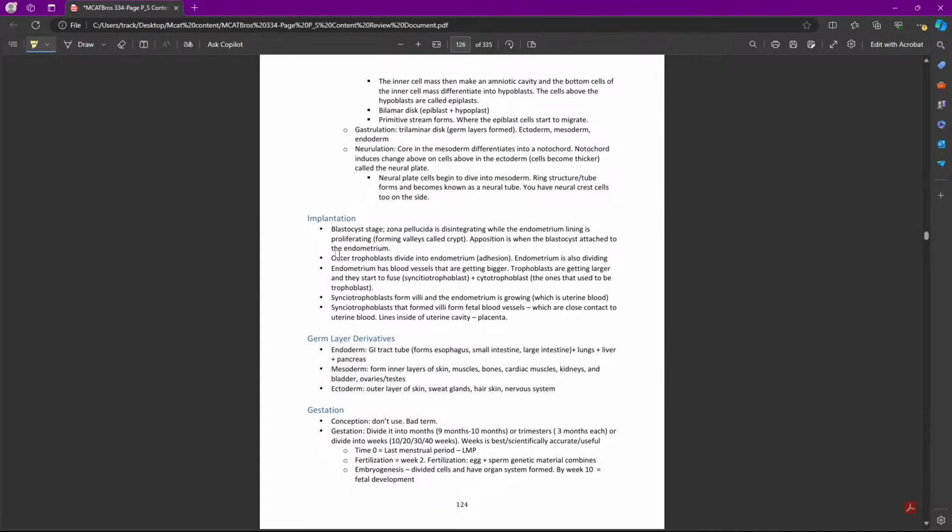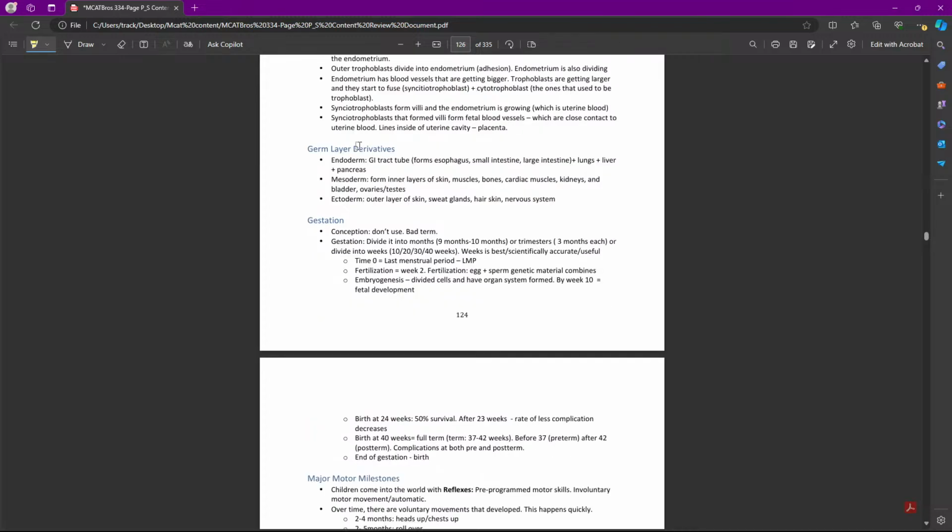Implantation. The blastocyst stage, the zona pellucida is disintegrating while the endometrial lining is proliferating. Apposition is when the blastocyst attaches to the endometrium. Outer trophoblast divides in the endometrium. Endometrium is also divided. Endometrium has the blood vessels that are getting bigger. Trophoblasts are getting larger and they start to fuse. Syncytiotrophoblasts form villi and endometrium is growing. So, like the uterine lining, forming the blood vessels to produce the placenta, basically.